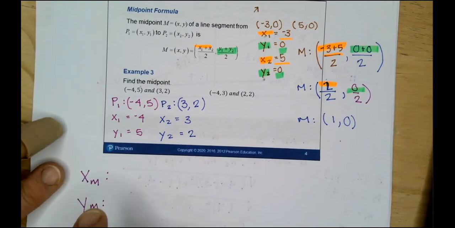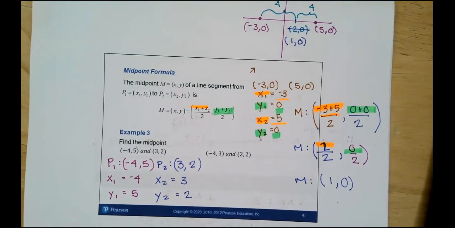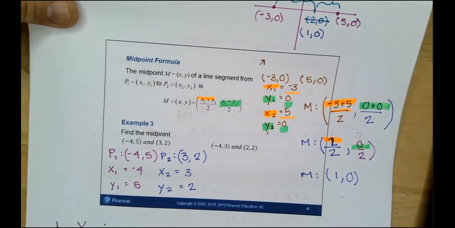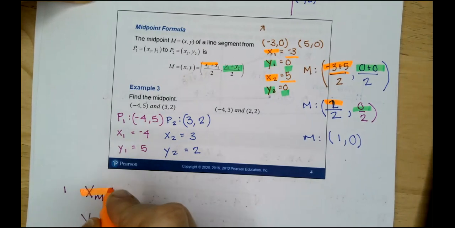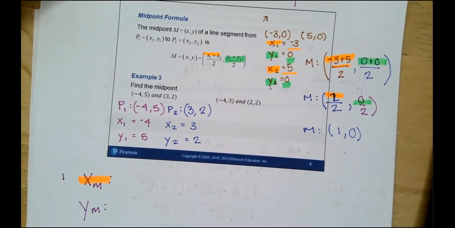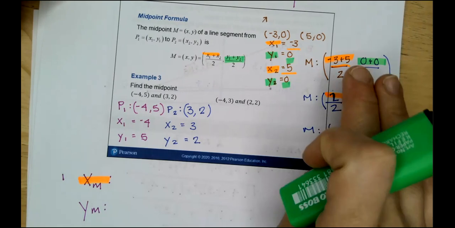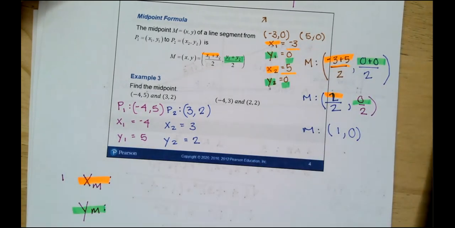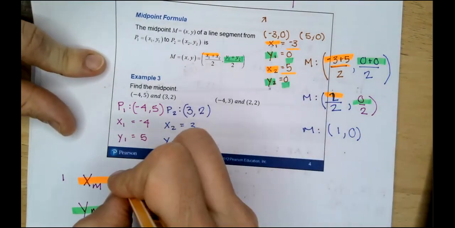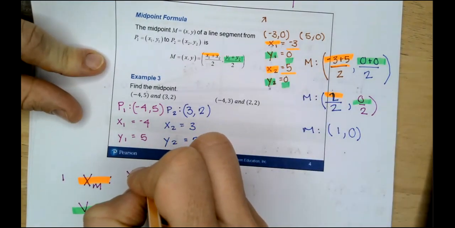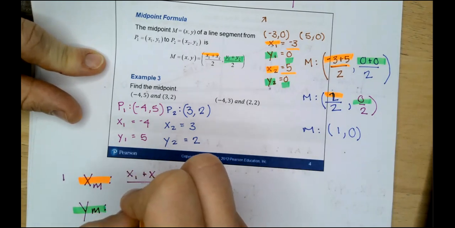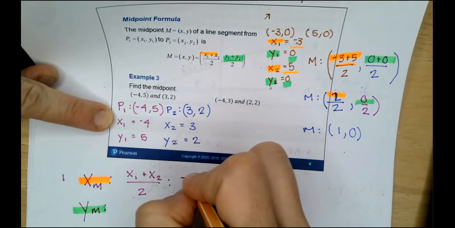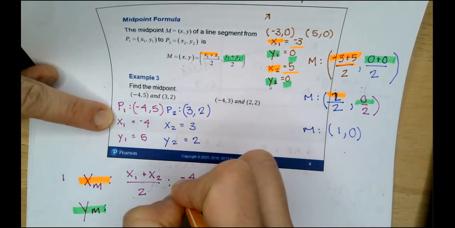Good. The x value of my midpoint is the orange one. The y value of my midpoint is the green one. You're welcome to do it this way, either way. So for my x values, I want x1 plus x2 divided by 2. So I'm going to replace those with my new values. That's a -4 plus a 5 divided by 2.